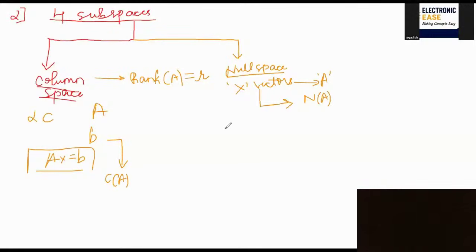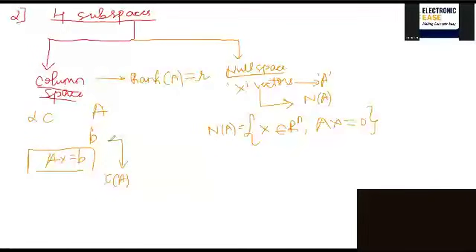So the N of A formula is: X belongs to R^n, and AX is equal to 0. Here in the column space AX is equal to b, whereas in the null space AX is equal to 0.